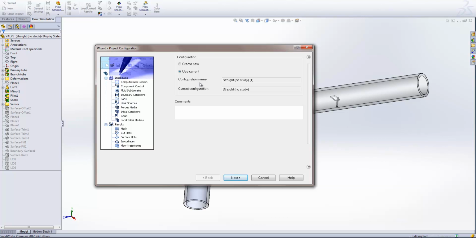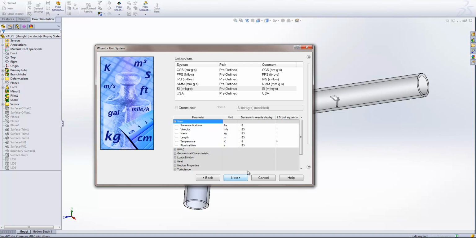We could, by all means, if we wanted to run a number of different studies on the same thing, just keep generating new configurations from here, giving it a name and attaching a new study to each of those configurations. In this case, we're just going to use current. Okay, next, the system asks us to specify our unit system. So here we're going to use the standard SI system, but we could by all means use any of the others you see in the list here. For example, our friends across the pond might use the USA unit set, which is essentially just all imperial values. We're not going to do that, we're going to stick with the SI units.